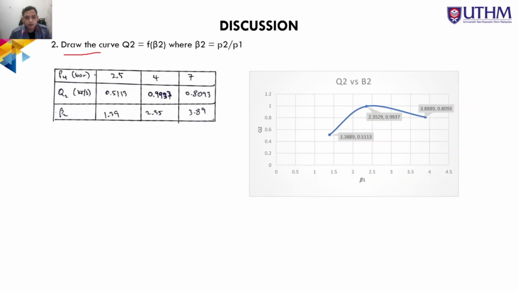And for question number 2, we calculate the Q2 and beta 2 the same as question number 1. So we convert this table into this graph, which is almost a perfect curve. So I guess that the activity or the experiment is achieved.